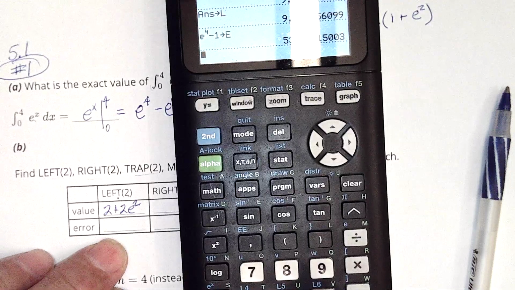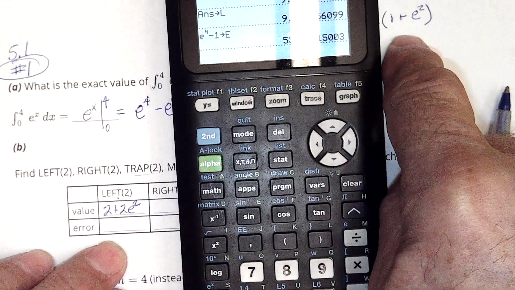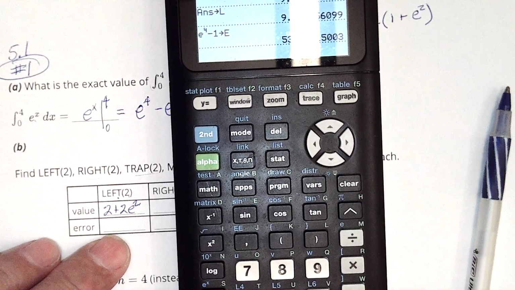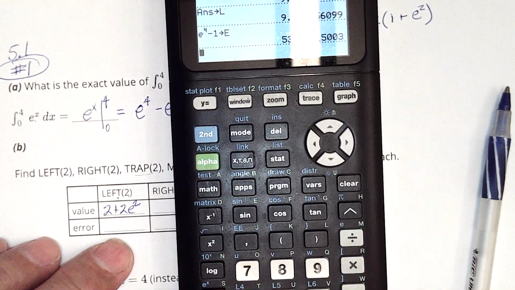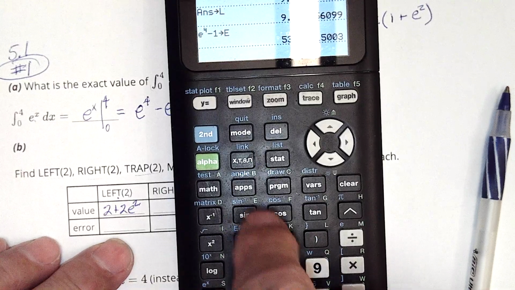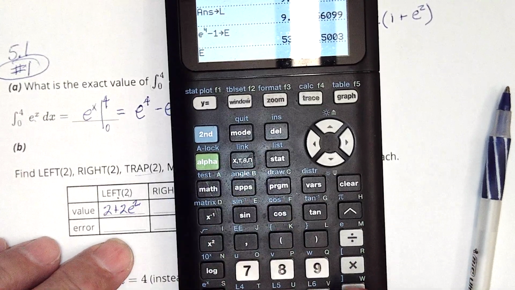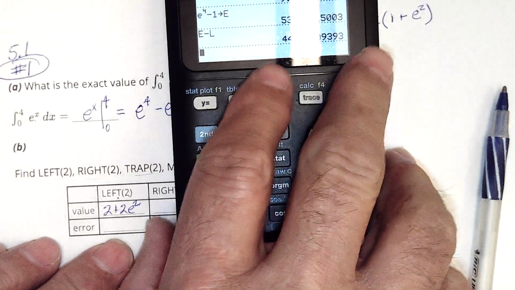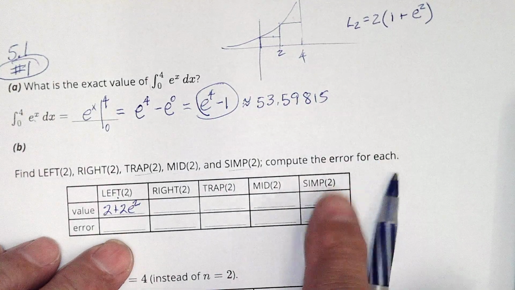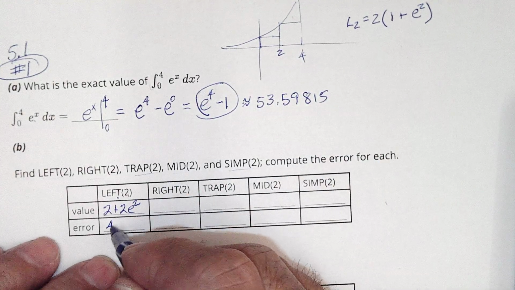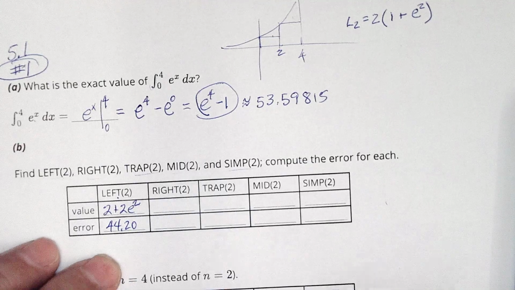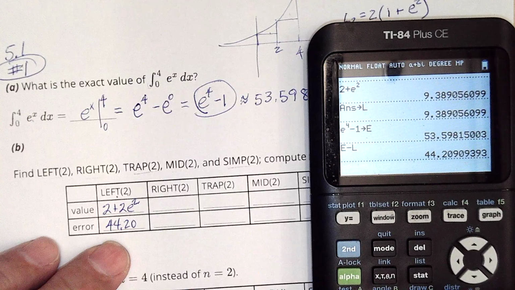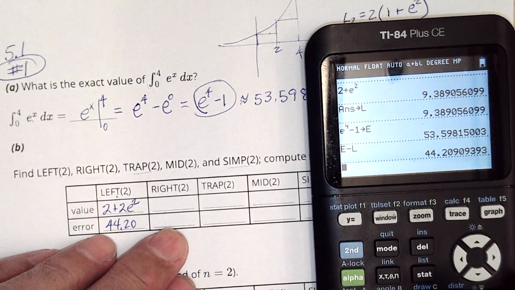And so now I need to know the difference between the exact and L, and I'm going to do it in a decimal, so it's going to be approximate, not the exact. So I'm going to go E minus L, and that's 44.20. A lot of error in that. Okay, now I'm going to do right.